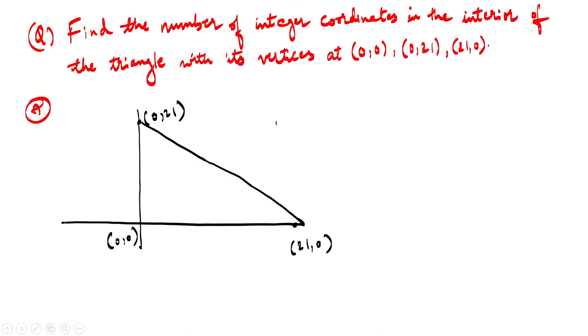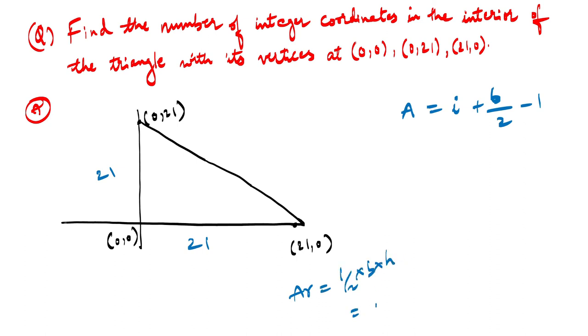So we are asked to find the number of integer coordinates. So what is the formula? According to Pick's theorem, area of the polygon is equal to I plus B by 2 minus 1. Just refer to the previous slide. As this is a triangle, we can find the area. What is the base? Base is from 0 to 21 units. So this is 21. Height is also 21. So what is the area? Area of this triangle is half into base into height, so half into 21 into 21.